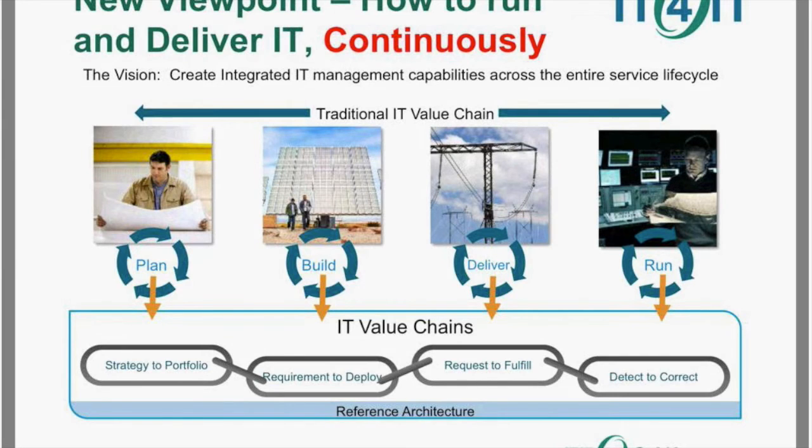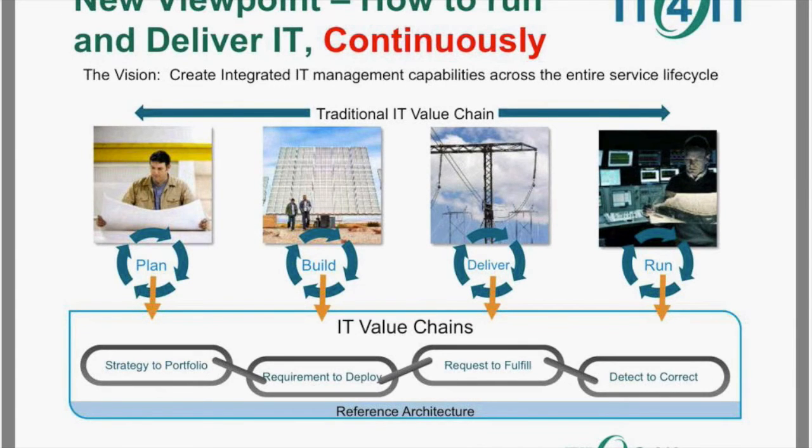So the next phase of that is the deliver phase, and in IT4IT, the request to fulfill value chain. And that is to provide that catalog of services for consumption to the user and give them a way that they can reach out and get those services when they need it. They don't have to start a new project or anything like that. They can just go and grab the services and make them work.